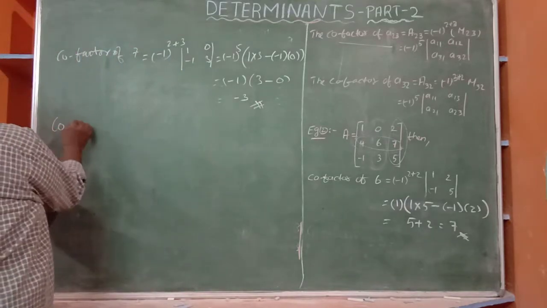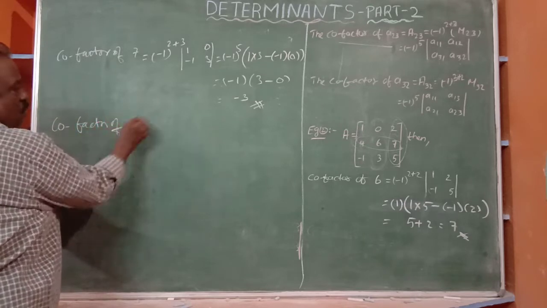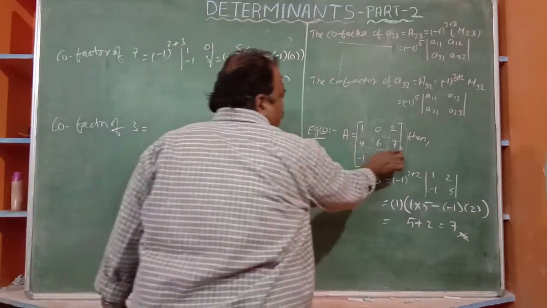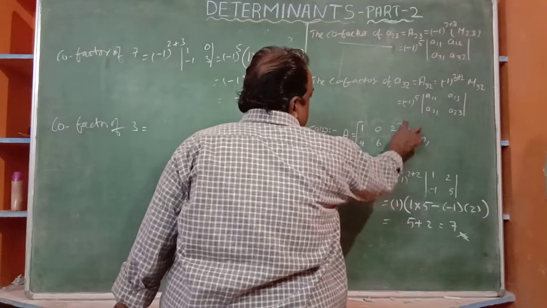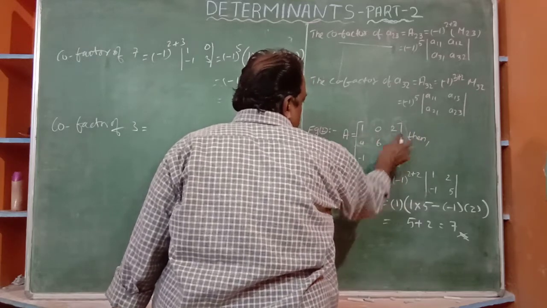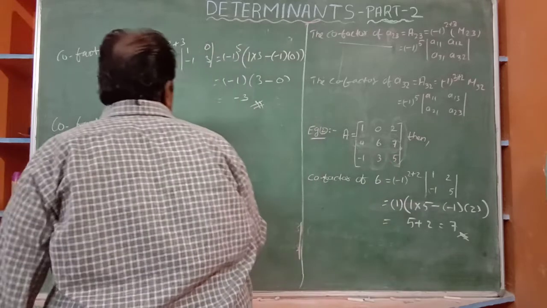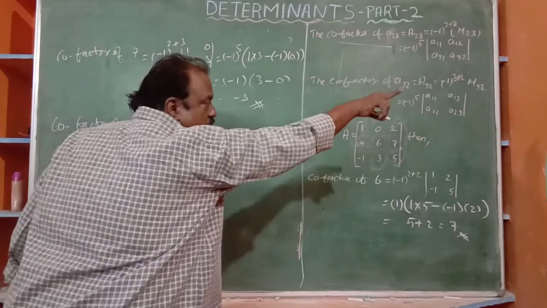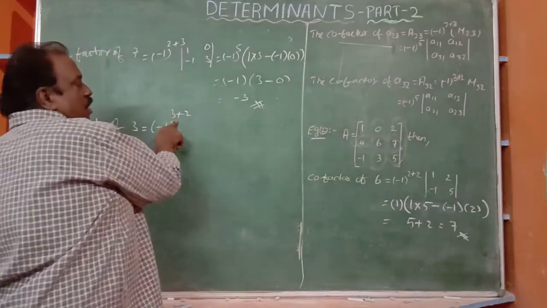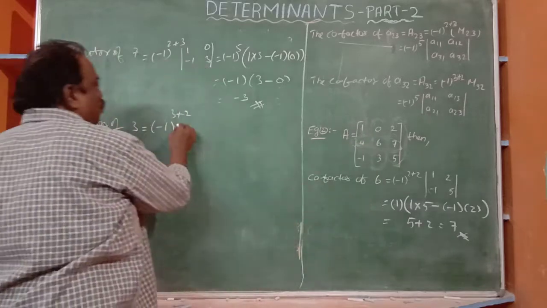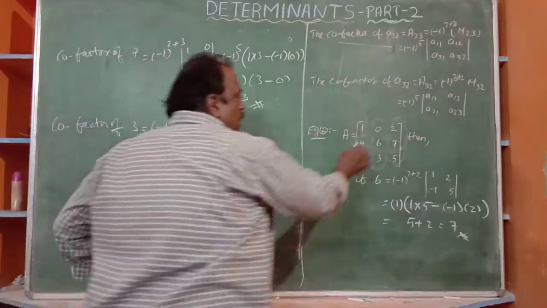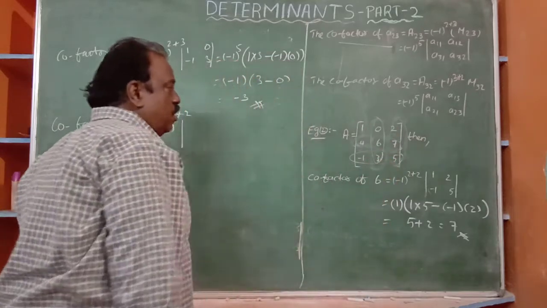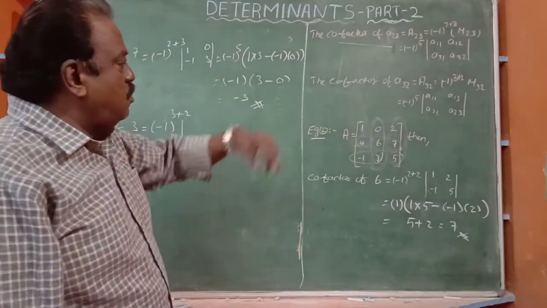Again, one more example. Cofactor of 3. First we have to find what is the position of 3 in the given matrix A. What is the position? This is third row and second column. Third row, second column. The 3 lies in third row means i is 3, plus the second column j is 2. And after deleting the column and row where the required element for which we are finding the cofactor lies, that is to be deleted.